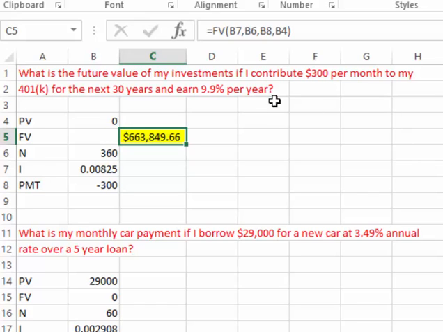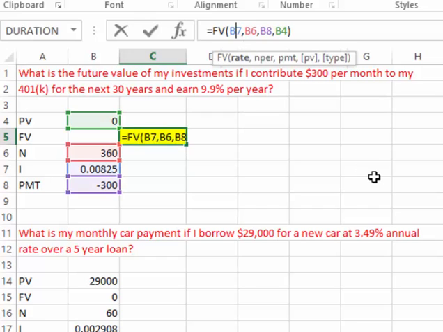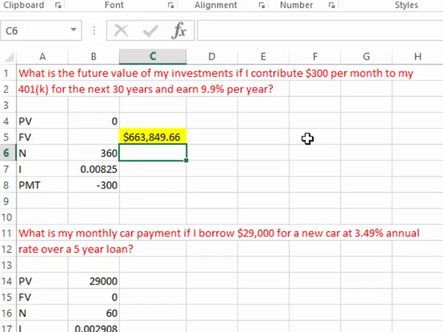And then I go to each of those cells and input the appropriate amount. So the interest rate is going to be in cell B7 here. That's the periodic rate. Cell B6 is the number of periods. Now we've adjusted it to take into account that this is a monthly set of cash flows. B8 is the payment, the regularly recurring payment of negative 300. B4 is the present value, which is 0. And we get our answer, and the answer is $663,850 after the 30 years.